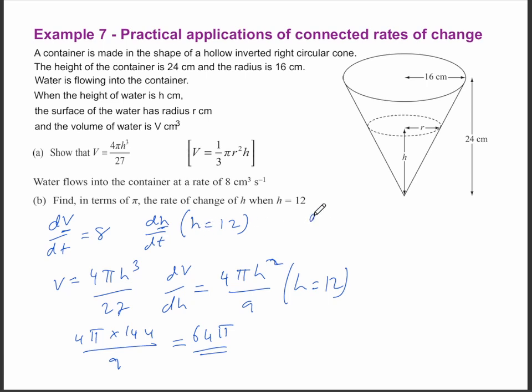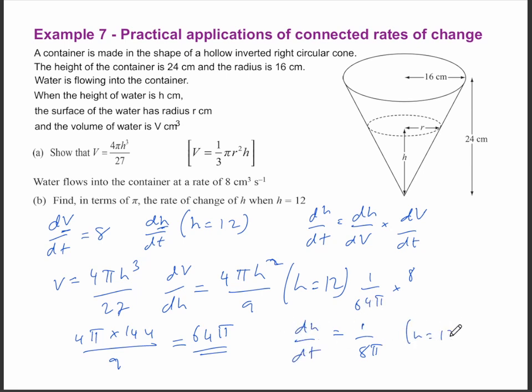Now what's left is to find dh over dt, which we will get by doing dh over dv multiplied by dv over dt. So dh over dv is just the reciprocal of dv over dh. Therefore, we're going to keep 1 over 64 pi. Then dv over dt is just 8. Multiplying these two, we will get 1 over 8 pi. And that is going to be the rate of change of h, dh over dt, when h is equal to 12. That's going to be our rate of change.